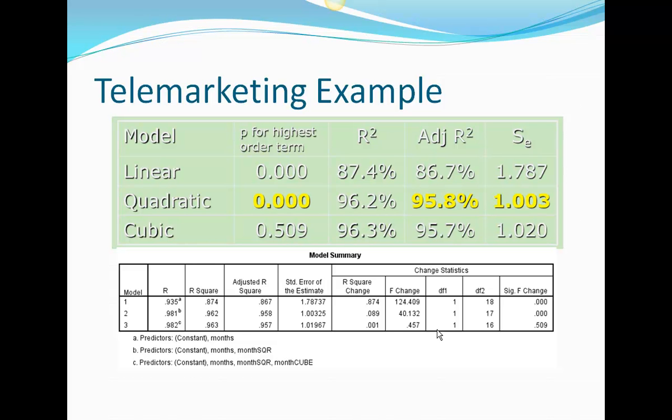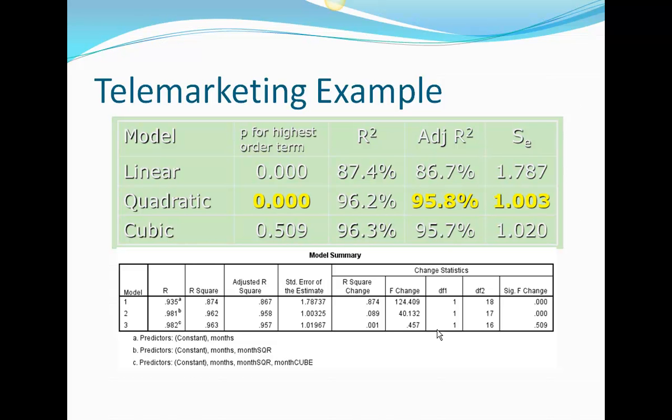You want your R squared to go up, you want your adjusted R squared to go up, and you want your standard error to go down. And we can see in both sets of output here, R squared does go up, adjusted R squared does also go up, and the standard error does go down. And you can see that they're listed in the same order.